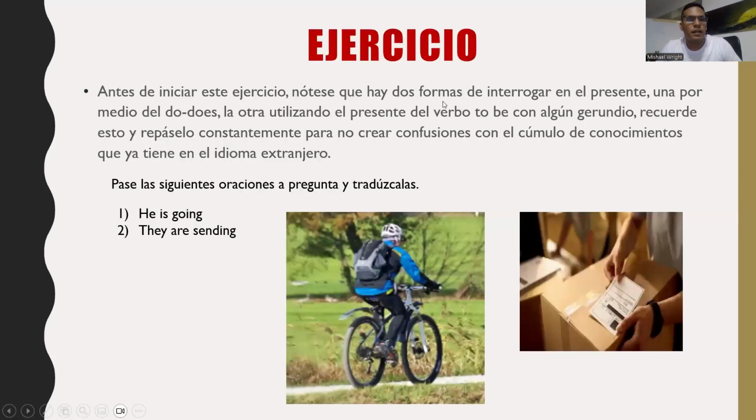All right, so exercise. Before we go into these exercises, try to remember this, right? There are two ways to ask questions in English. The first one in present is by using do or does. The other one in the present is by using the verb to be, with some gerund. So remember this and review it constantly to avoid confusions, because we have already covered different units.